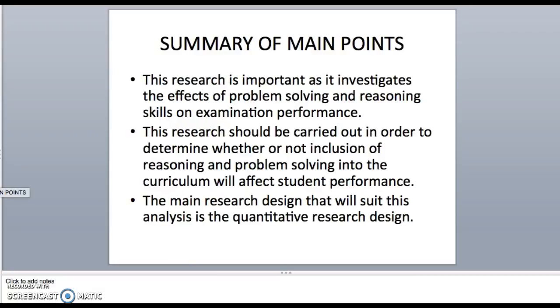This research is important as it investigates the effects of problem solving and reasoning skills on examination performance. The research should be carried out in order to determine whether or not inclusion of reasoning and problem solving into the curriculum is going to affect a student's performance. The main research design that suits best for this analysis, again, is the quantitative research design.